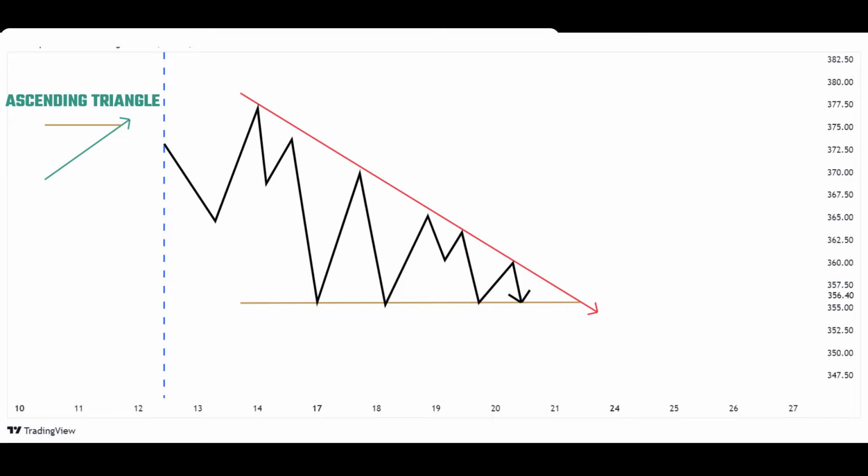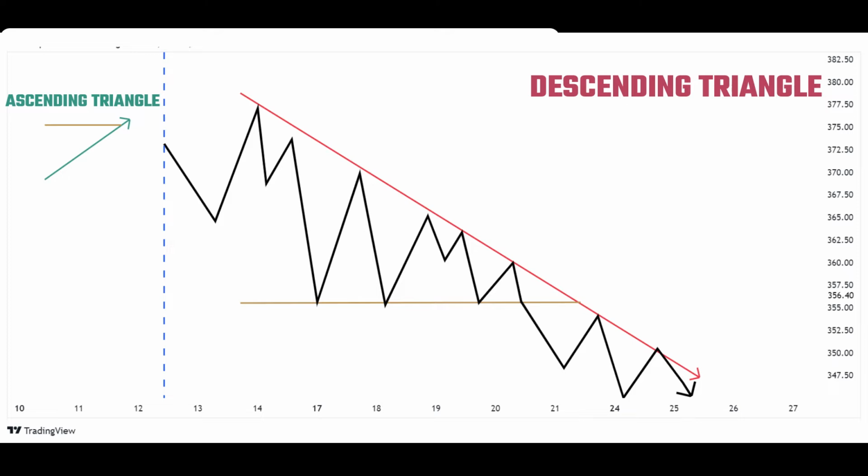The next triangle is the descending triangle, which, as you can probably guess, is just the opposite of the ascending triangle, where you have a downtrend line meeting a support line, meaning the stock is making lower highs and maintaining the same low over a period of time. In the case of the descending triangle, the expectation is that the downtrend will overpower the support line, resulting in a bearish break of the triangle.